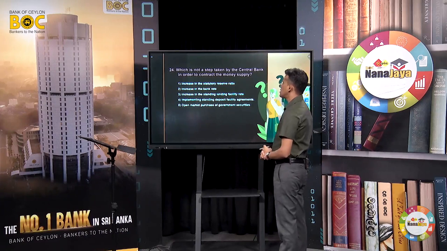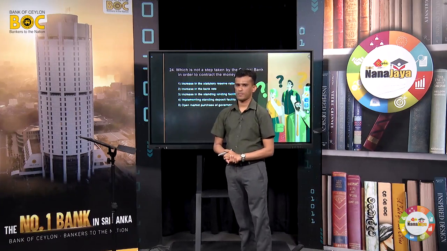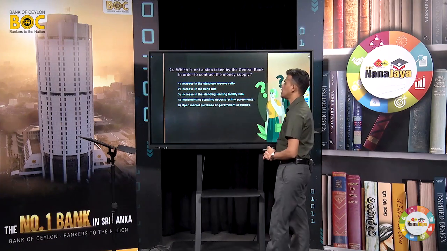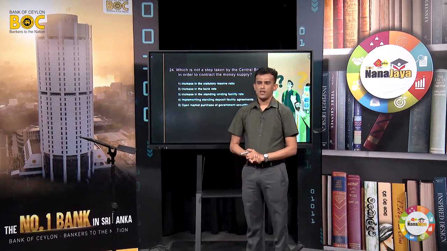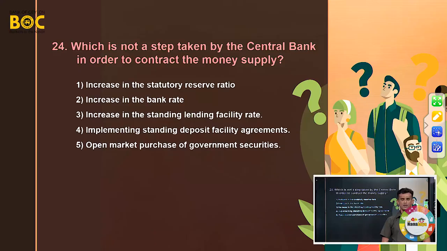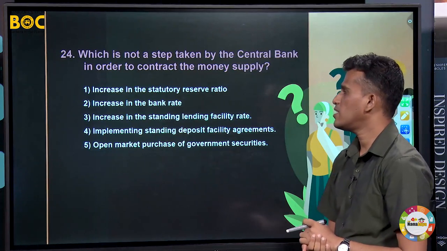Which is not a step taken by the central bank in order to contract the money supply. We will see one by one. First, increase in statutory reserve ratio. If the statutory reserve ratio is increased, the commercial banks will have to keep more cash reserves with them. Excess reserves of them will go down. Their lending ability decreases. That leads to the money supply of the economy to go down. But we are supposed to identify the factor which is not leading for the money supply to go down. Second one, increase in the bank rate.